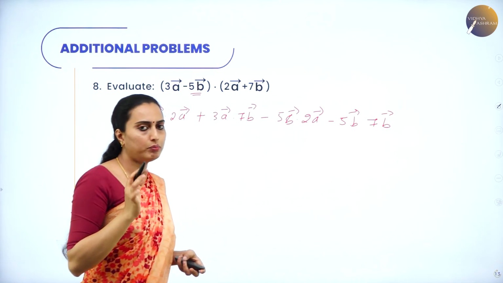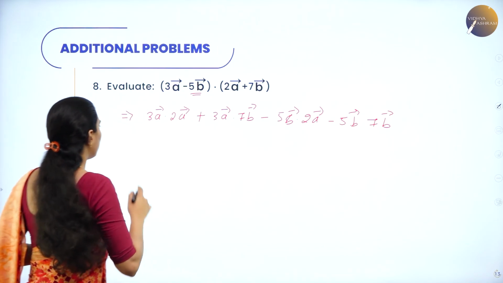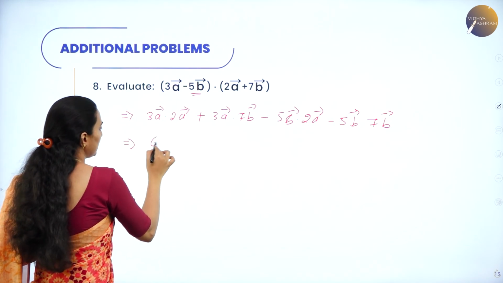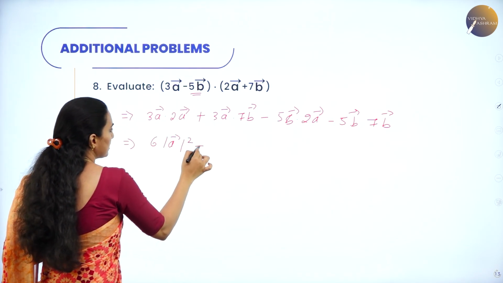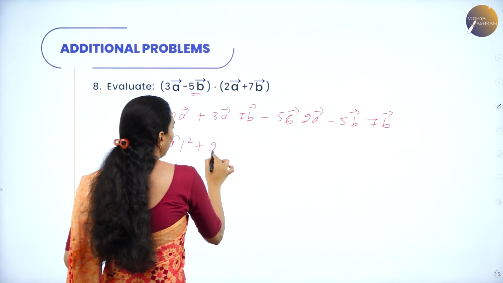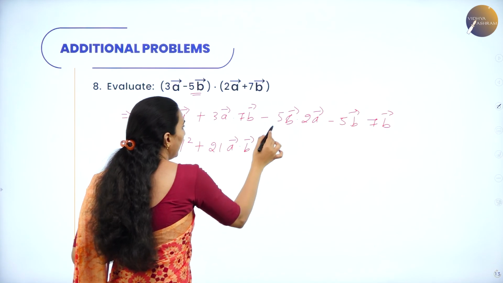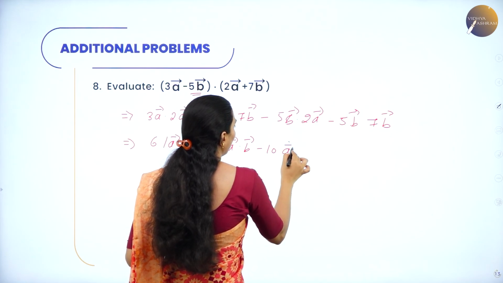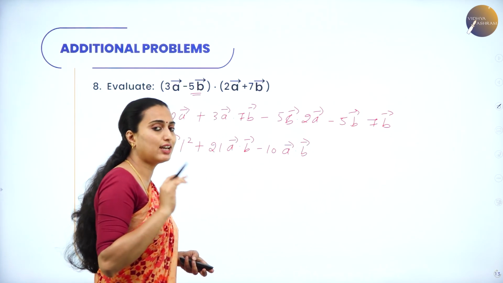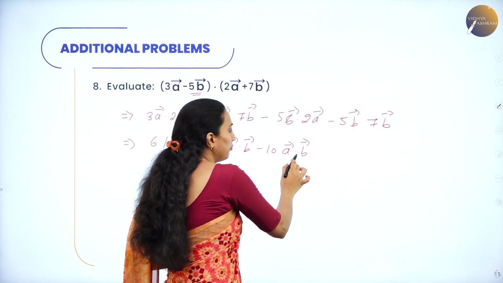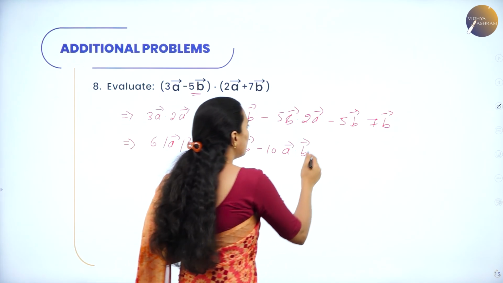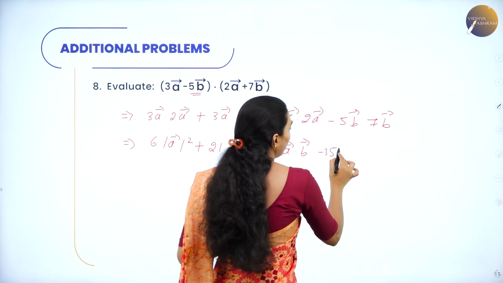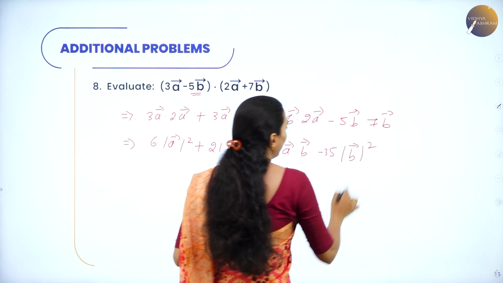Now, you know, b vector dot b vector is nothing but magnitude of b squared. Here a vector dot a vector is magnitude of a squared, which implies that 3 2s are 6 magnitude of a squared, plus here 3 7s are 21 a vector dot b vector. Again, 5 2s are 10, minus 10 a vector dot b vector. Why am I writing a vector dot b vector? Because they are commutative. b vector dot a vector can be written as a vector dot b vector. So, minus 5 7s are 35. b vector into b vector is nothing but magnitude of b vector squared.